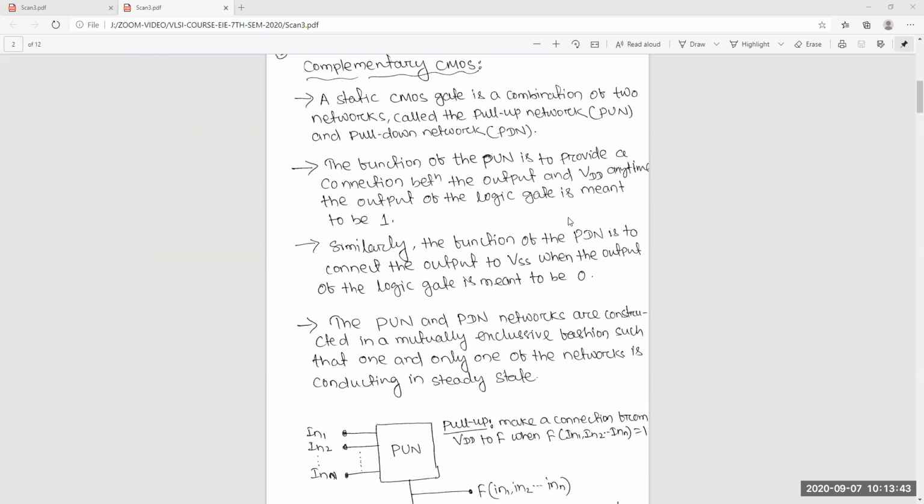So these are the complementary MOS characteristics. You can see here, a static CMOS is a combination of two things, that is PUN and PDN. In the figure at the bottom, PUN is the pull up network, and PDN is the pull down network.